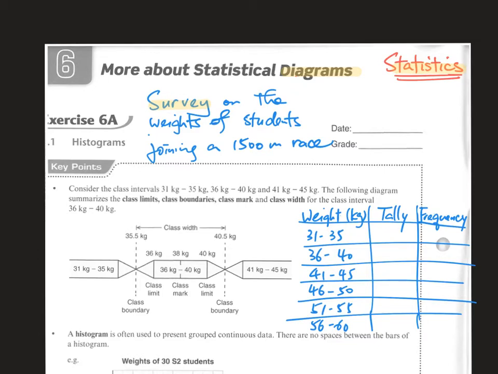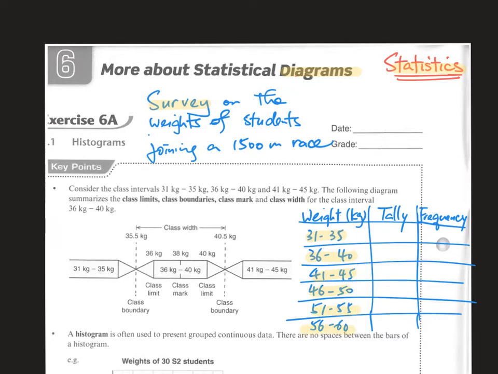So what shall you do first? Of course, you need to make a table and collect the data. For example, in the table I draw for you on the right hand side, the first group will be 31 to 35 kg. The difference is 4 kg. So next we have 36 to 40 kg, next we have 41 to 45 kg, etc. There are totally 6 groups until 60 kg.